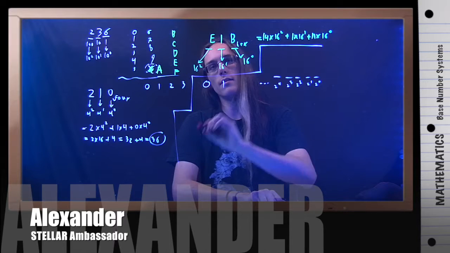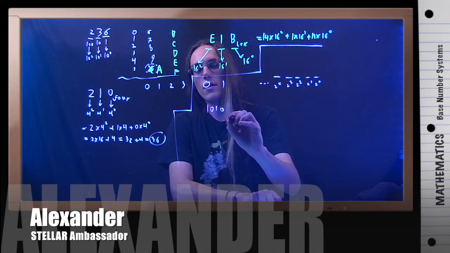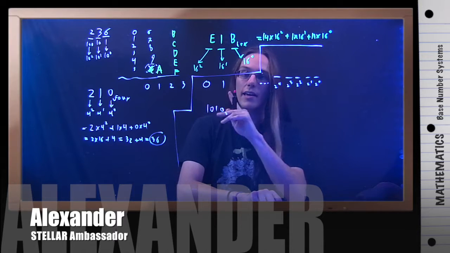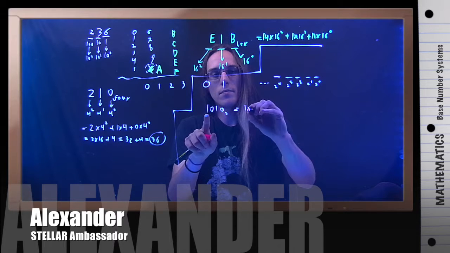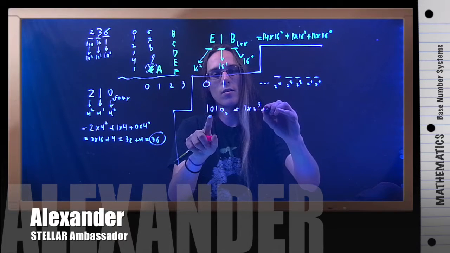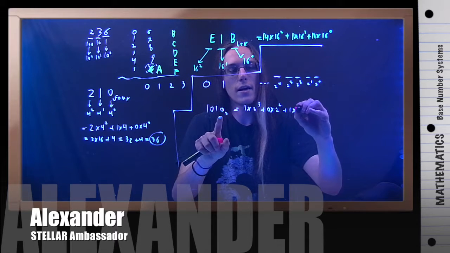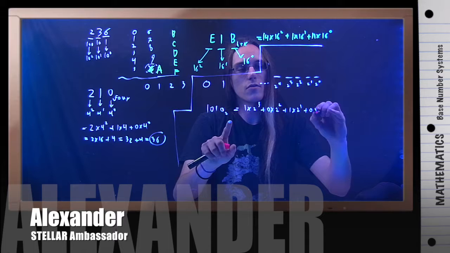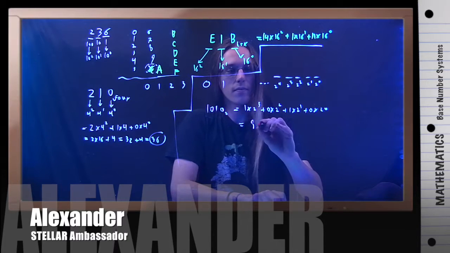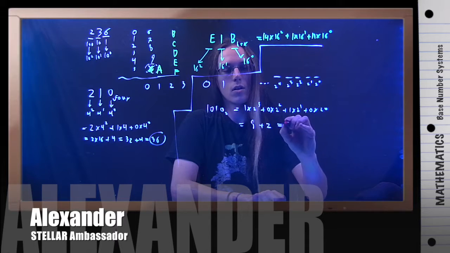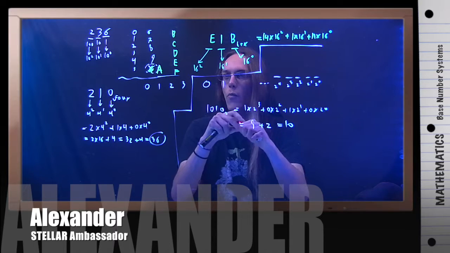And so if I had something like 1, 0, 1, 0 in base 2, that is not one thousand ten. It's 1 by 2 to the 3rd, plus 0 by 2 squared, plus 1 by 2 to the 1, plus 0 by 2 to the 0, which would be 8 in base 10 plus 2, which would actually be 10. So that would be 10 in binary. So hopefully this gives you an idea.